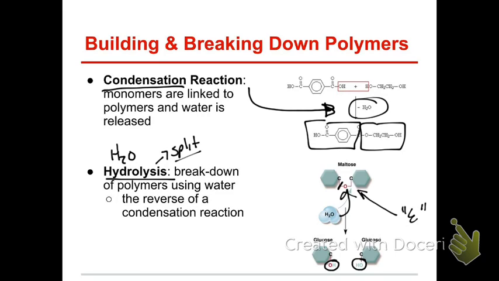Going to break that bond, and you will end up with, there's the water, there's the hydrogen from the water, and there's the hydroxide from the water, and then you get two separate molecules. These are two separate glucose molecules. So we essentially broke the molecule apart. So condensation connects, hydrolysis separates.